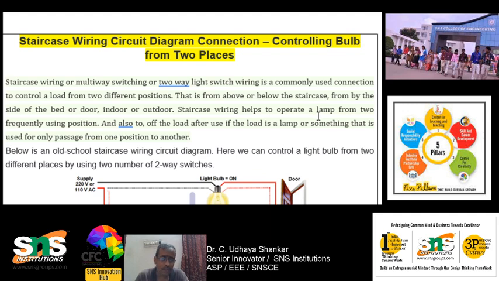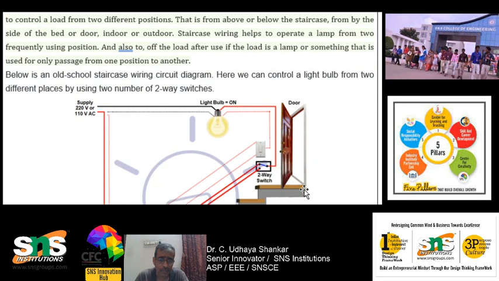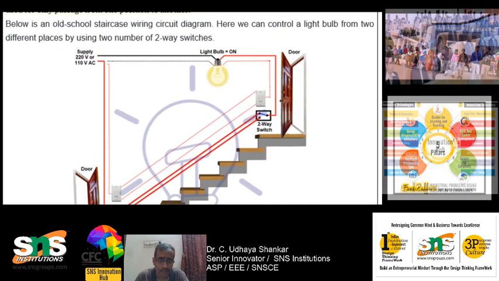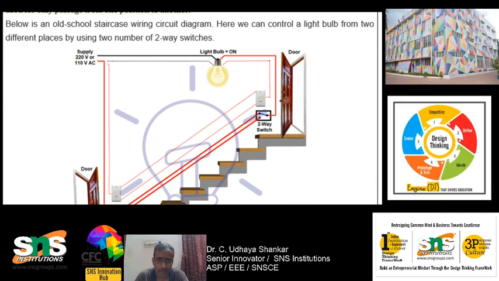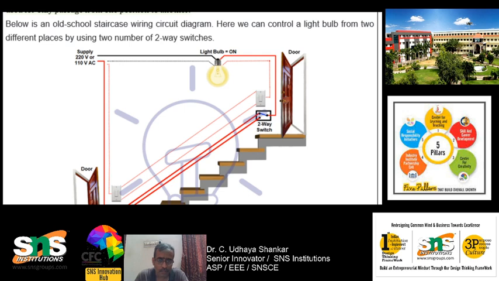For example, you can see this is the diagram. Here this is the downstairs and this is the upstairs. Suppose we are upstairs, the bulb is in the middle of the entire stairs. If we are upstairs, the bulb has to be controlled from here, whereas if we are downstairs, it has to be controlled from here. So this is how it should work.